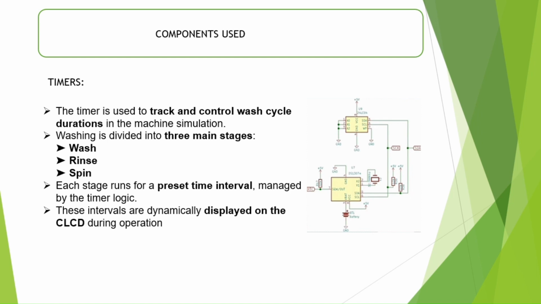And the timer is vital for controlling washing cycle durations, and it ensures each step happens for the right amount of time. And our washing process has three stages, and those are wash, rinse, and spin. So the wash is for cleaning clothes, and the rinse is to remove soap, and spin is to remove water. And each stage runs for a preset time and is managed by timer logic for efficiency. And these timers are displayed on the CLCD showing progress. And timers are essential for a realistic washing machine simulation, controlling the entire process.